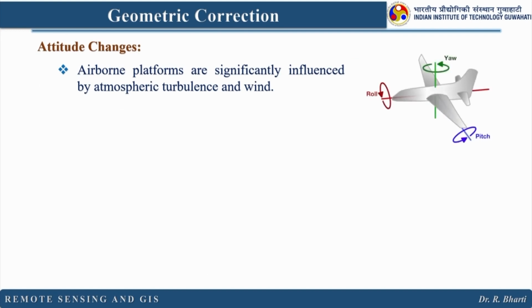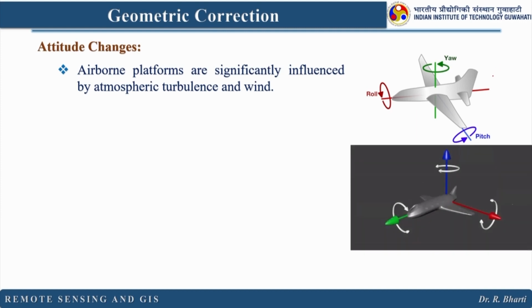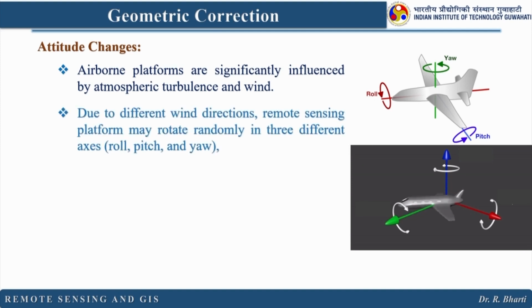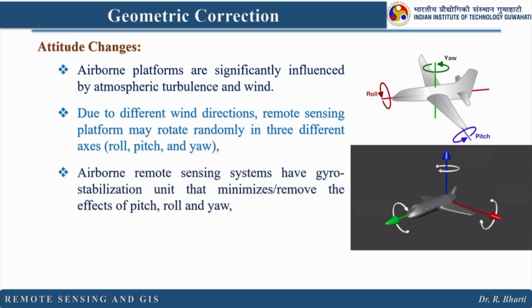The airborne platforms are significantly influenced by atmospheric turbulence and wind. So, when there is a change in the wind direction or strength of the wind, this may change its attitude. Due to different wind direction, the remote sensing platform may rotate randomly in 3 different axes: roll, pitch and yaw. Airborne remote sensing systems have a gyro stabilization unit that minimizes or removes the effect of these 3 axes, right.